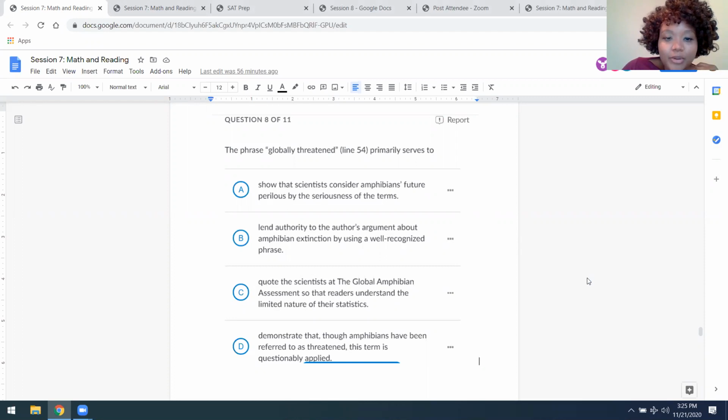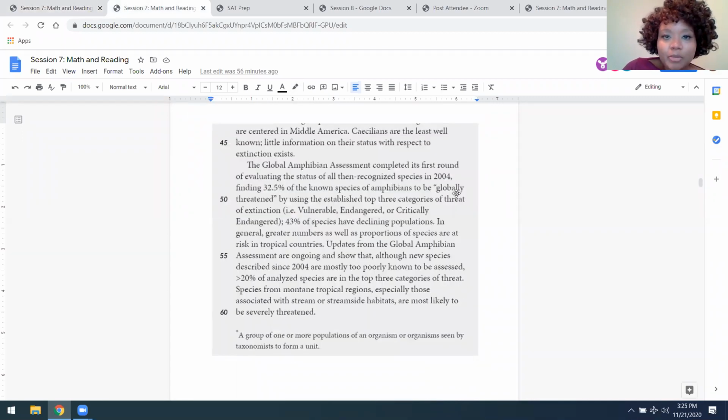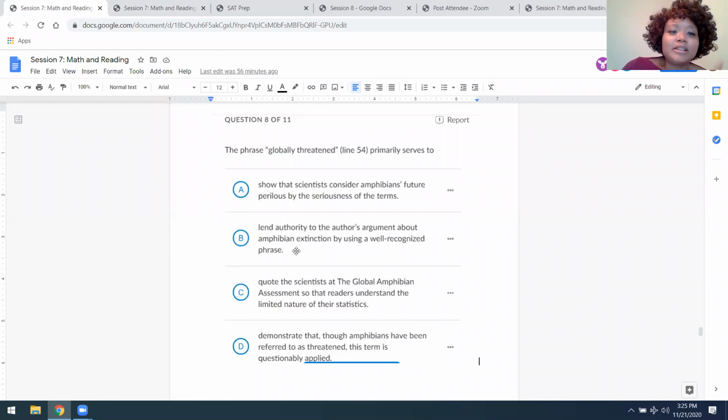And D: demonstrate that though amphibians have been referred to as threatened, this term is questionably applied. Here, we're just looking at the use of the phrase "globally threatened." Referring to amphibians as threatened doesn't imply that it's questionable or that there's a doubt there. So that doesn't make sense at all. C and D don't make sense at all. B, you might be tempted to choose if you think you have to use outside information, but you don't, so you can eliminate B.